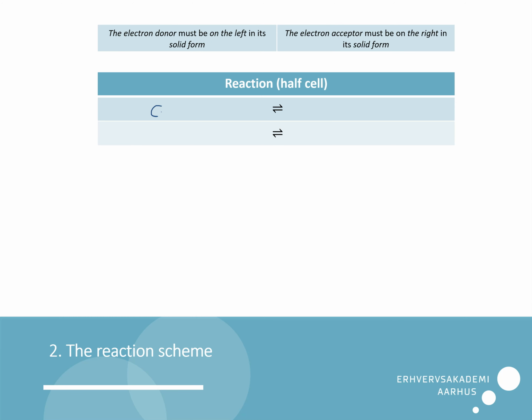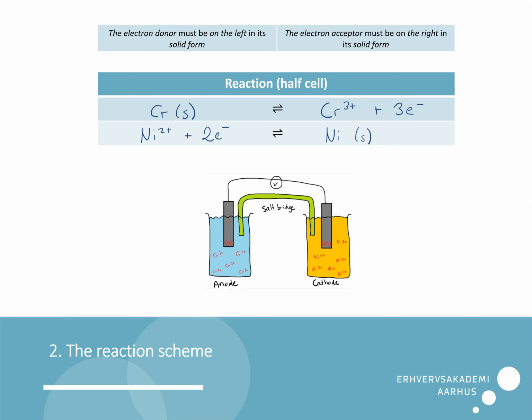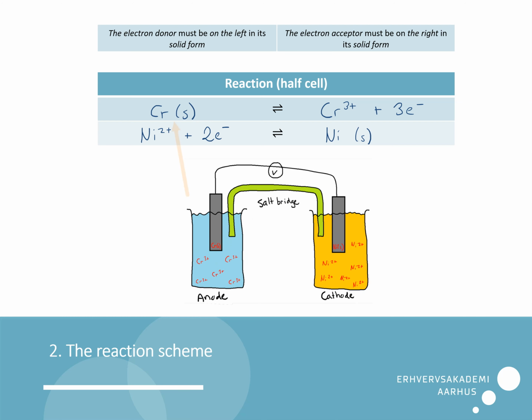The electron donor is chromium, so we write that in its solid form over here on the left, and then on the right we have the chromium ions, and we can see because it's 3+, that it must lose 3 electrons. The electron acceptor must be on the right side in its solid form, so solid nickel is over here, which means that on the left side we have our nickel ions, and we can see that it must gain 2 electrons. You can see that this corresponds to our drawing earlier with the chromium electrode on the left and the nickel electrode on the right.